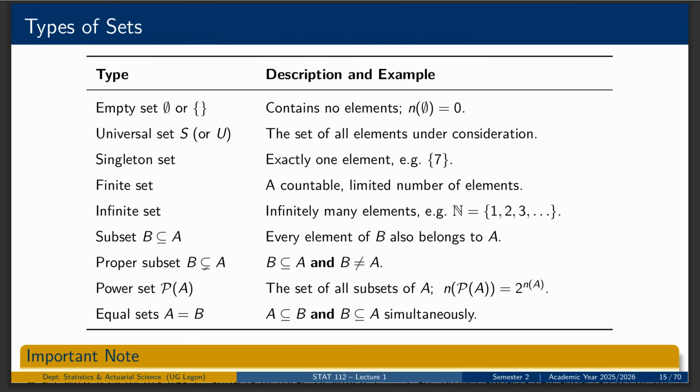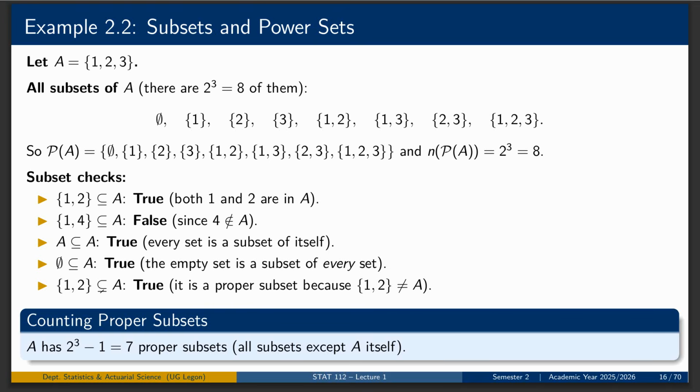It is written as n(P(A)), and that is 2 to the power of the number of elements in A. Then the equal set: if we say A is equal to B, then it means A is a subset of B, and at the same time B is a subset of A simultaneously. So these are the types we look at. There are some examples here on subset and power set. If we let A be equal to {1, 2, 3}, the number of subsets of A will be 2 to the power 3, which is 8 of them.